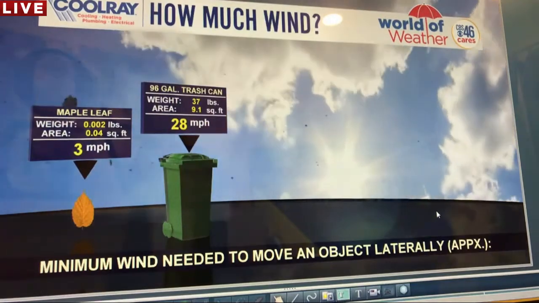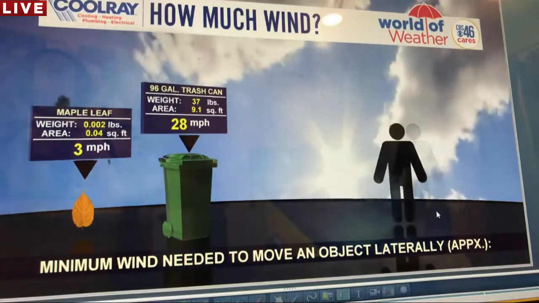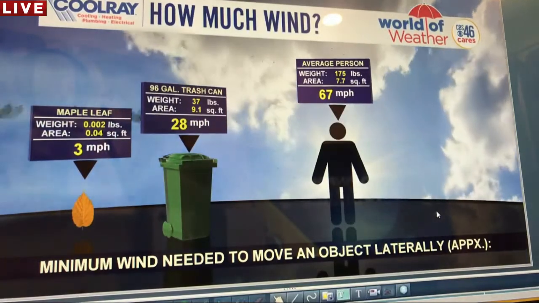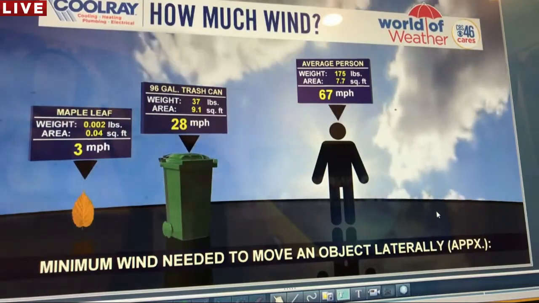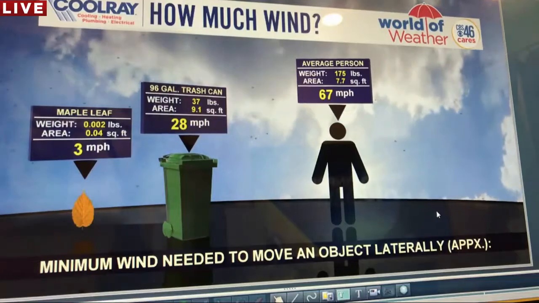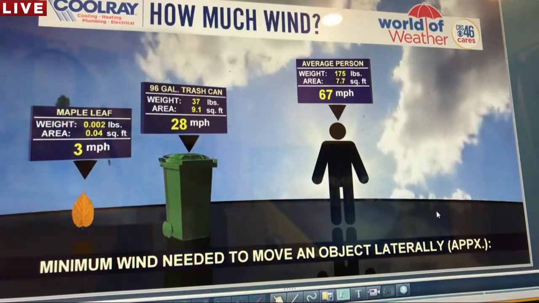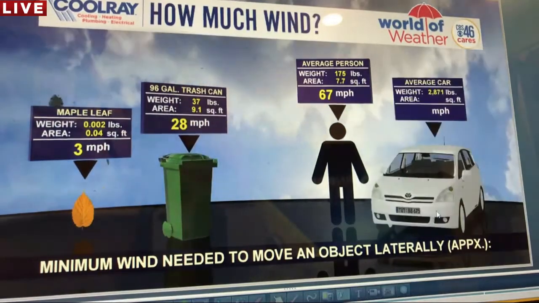A trash can weighs about 37 pounds, so you need it to be about 30 miles an hour. A person, you'll start to feel the winds when they're up to about 70 miles an hour. Remember, 74 miles an hour, that is a Category 1 hurricane. Anything above 58 miles an hour is considered severe thunderstorm winds. So once you're talking about 70 mile an hour winds, it can move a person.